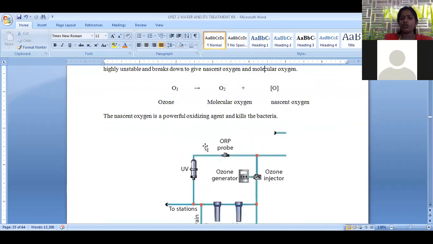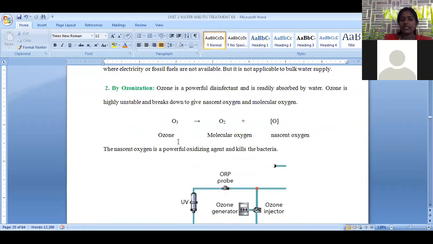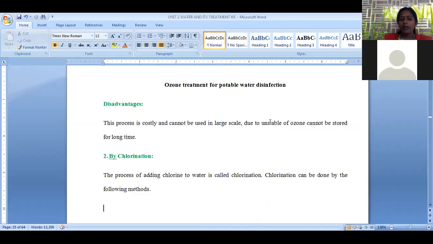And second is ozone treatment. Ozone treatment is nothing but water is passed with ozone gas. Ozone is a highly unstable gas which is readily converted into molecular oxygen and nascent oxygen. The released nascent oxygen is used to kill the pathogenic organisms. Microorganisms are killed by this nascent oxygen, but the only drawback is that it is not possible to get ozone freely because it is highly expensive and it is not stable, and we can't store it for a longer time.